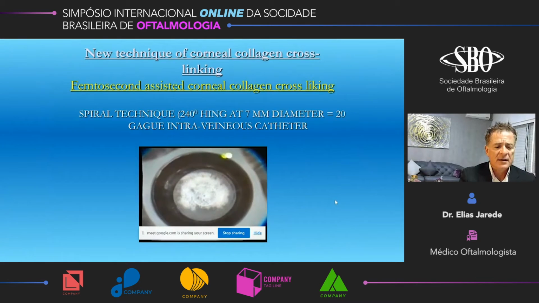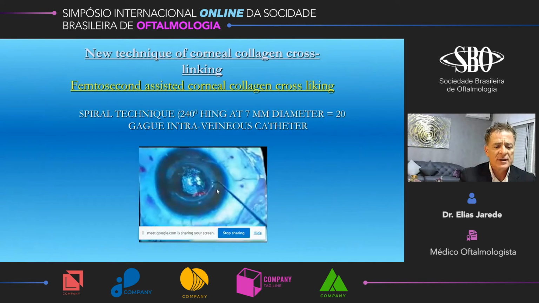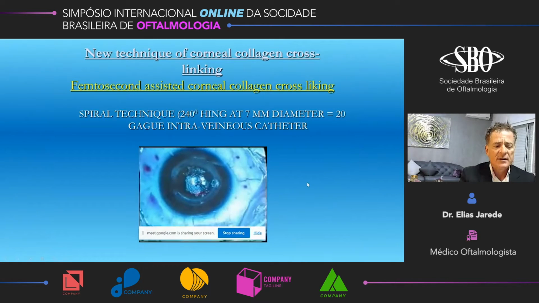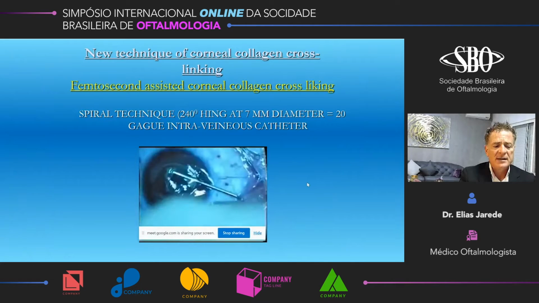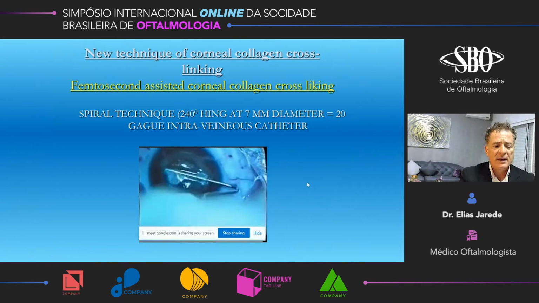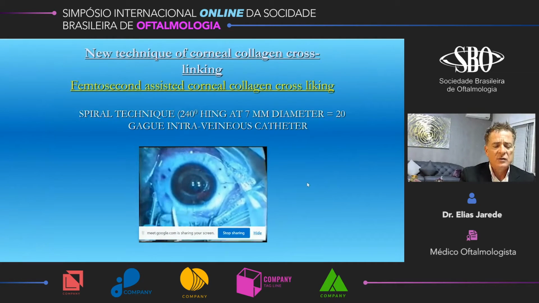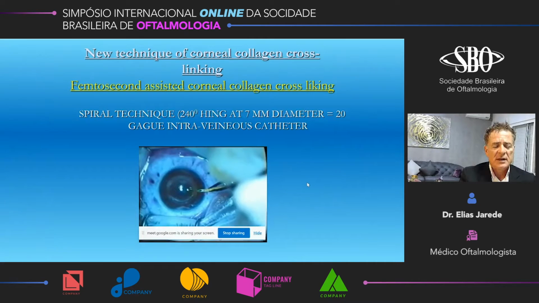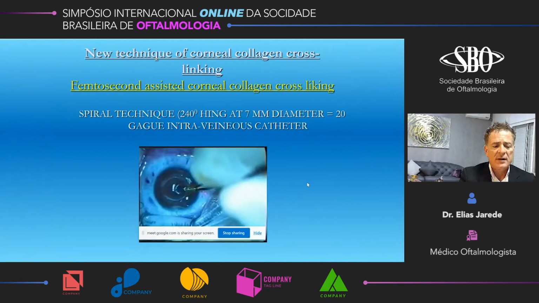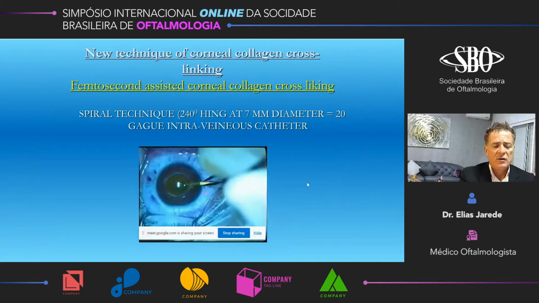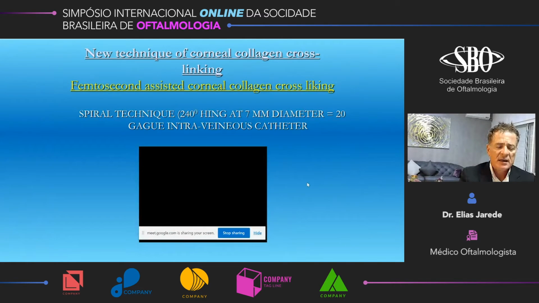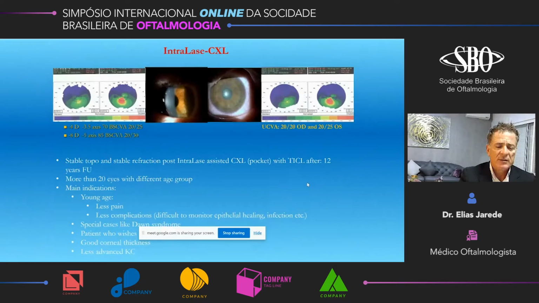In brief, spiral technique with a large hinge, only a small cut, dissecting the pocket, and then after dissecting it, we inject riboflavin so the upper part of the lamella is not cut and maintains its biomechanical stability. Here we are using a 23 gauge cannula to inject the riboflavin into the pocket and then doing the UV light exposure. Definitely it has quite a good advantage, keeping the epithelium intact, much less risk of complication, and rapid visual rehabilitation after cross-linking.